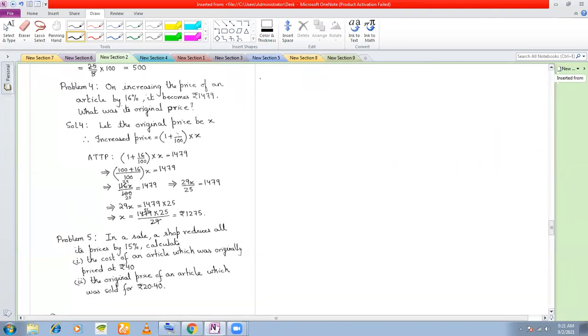Okay, moving on to the next problem then. On increasing the price of an article by 16%, you know how to increase a certain quantity, right? On increasing the price of an article by 16%, it becomes 1,479. What was the original price? Okay, I say let the original price be X. Now this price is being increased by how much? 16%. So therefore, what is the new price?